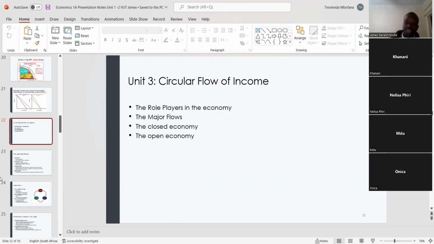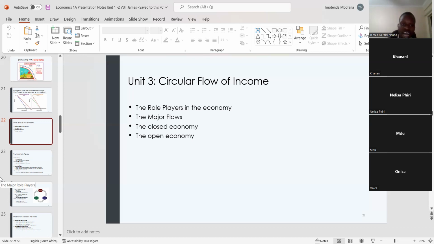Of how an economy is functioning. Now, for you to understand the circular flow of income, you need to understand a couple of the key concepts, right? So the first thing is that there are what we call key role players within an economy. Then after understanding the key role players, there are what we call the major flows of an economy. And then after that, you need to understand that there is an open economy and there is a closed economy, right?